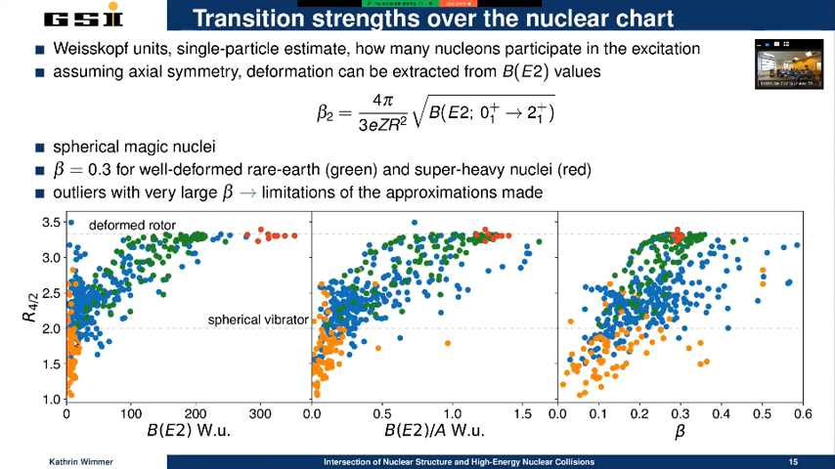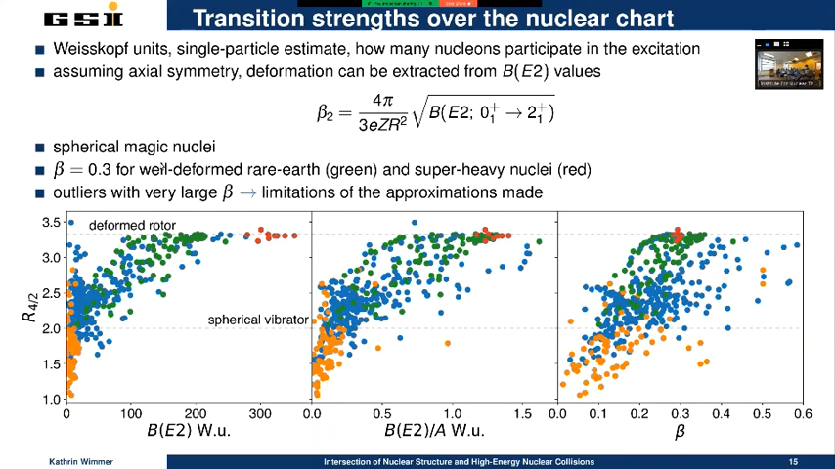The spherical nuclei, the magic nuclei, are shown by orange dots. So they have very small BOV2 values, and generally R4-2 ratios less than 2. There are some exceptions here, but you should not be concerned about them too much.